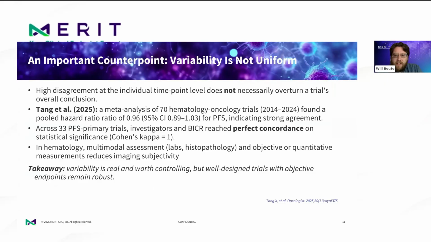Now, I want to be balanced here because it would be easy to walk away from that last slide a little overly alarmed. High disagreement at the individual time point level does not necessarily overturn a trial's overall conclusion. A good illustration of that comes from Tang and colleagues in 2025. In a meta-analysis of 70 hematology-oncology trials conducted over a decade, they found a pooled hazard ratio of 0.96 with a tight confidence interval. This indicates a strong agreement between investigator and central review at the level of the treatment effect.